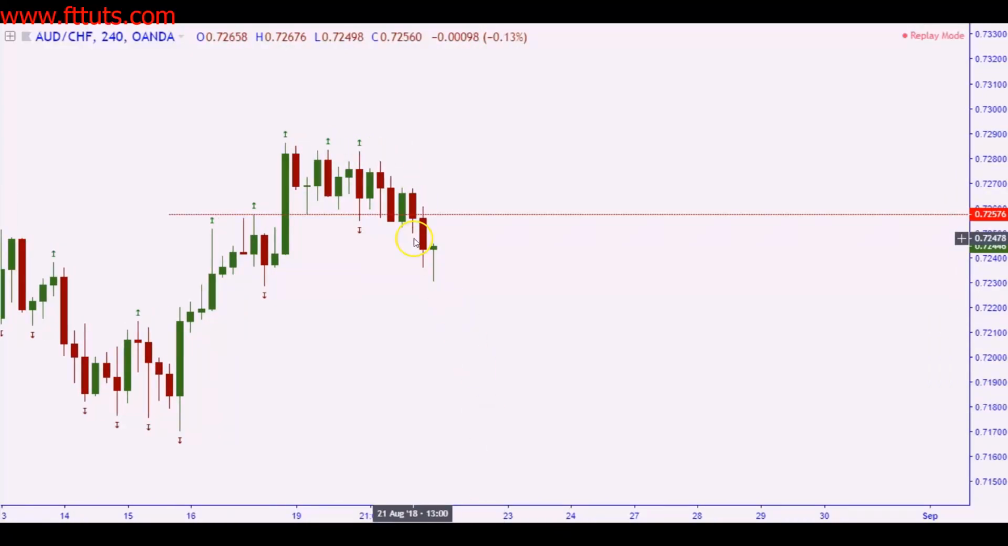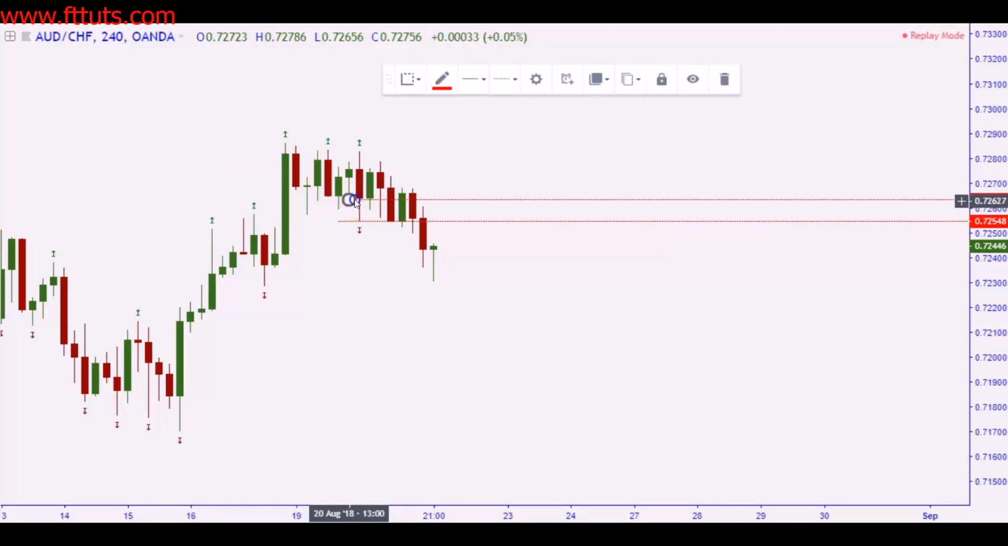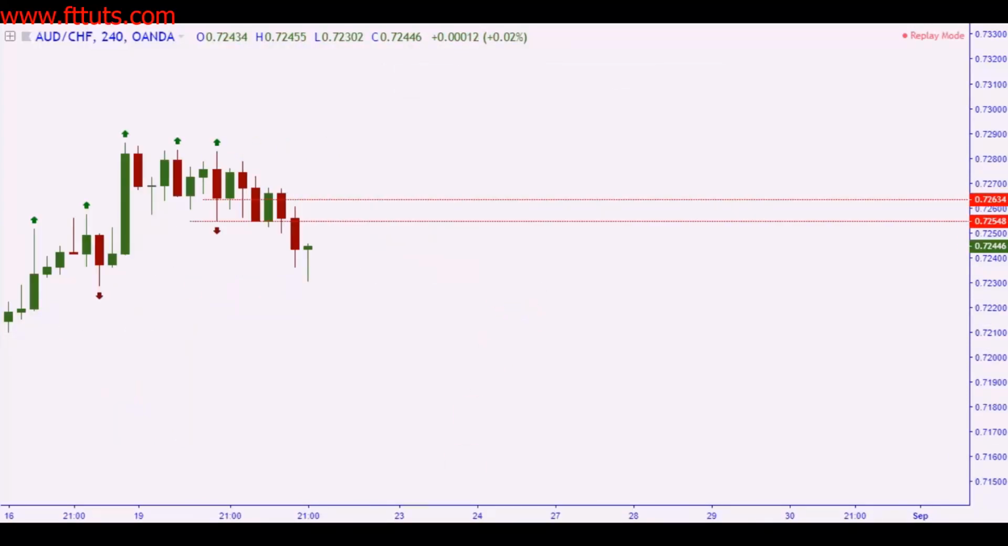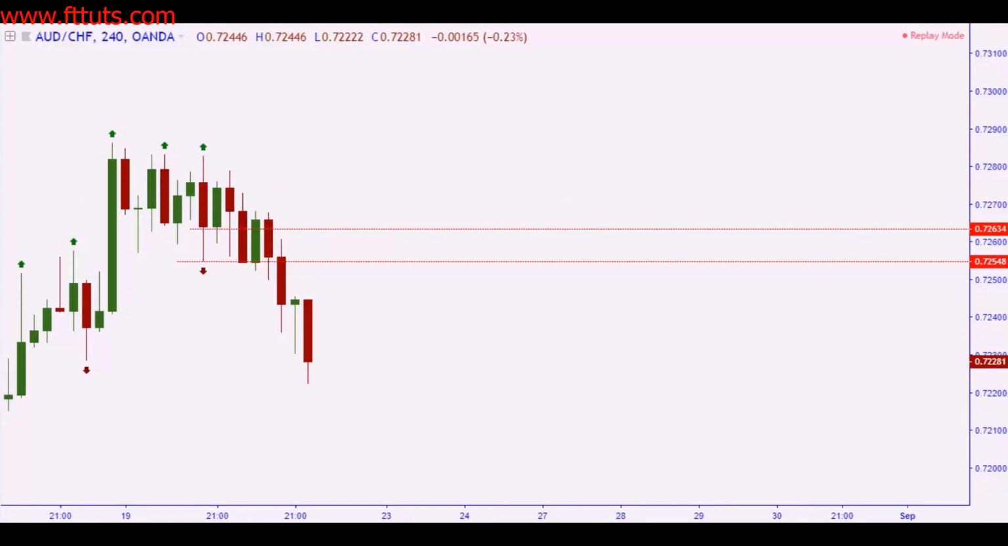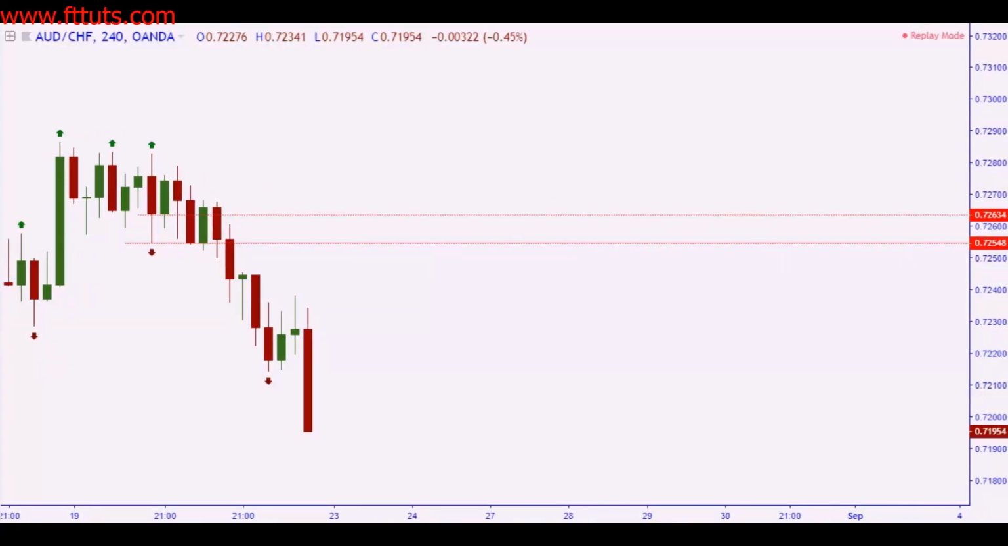So we broke this fractal here. So now we automatically mark it. We probably had it marked from the zone anyway. So we put an alert there and we're going to mark the fractal. Watch to see if we pull back. Now this thing just took off on us.